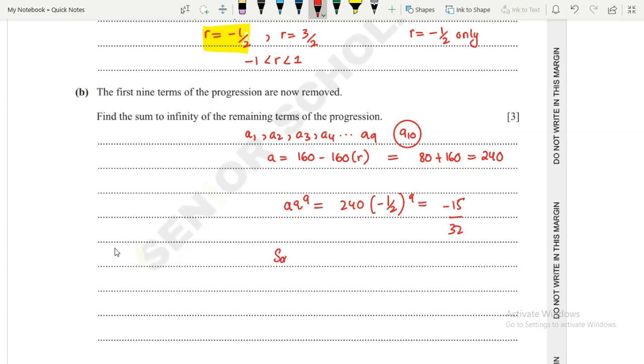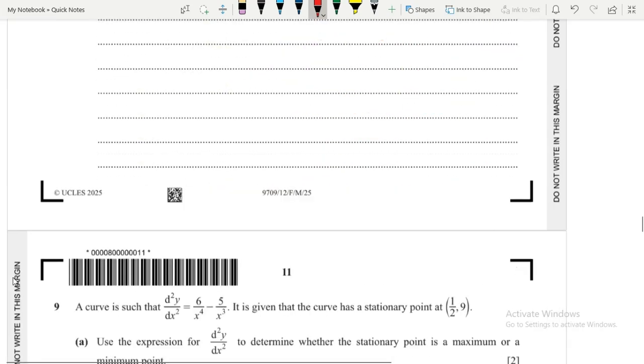So if we are going to find the sum to infinity now, it is going to be 15 over 32, and this is the A, then divide by 1 minus 0.5. Just divide minus 15 divided by 32 divided by 1 minus 0.5, it comes out to be minus 5 over 16. So this one will be your new sum to infinity. Okay, so hope you understand this question.